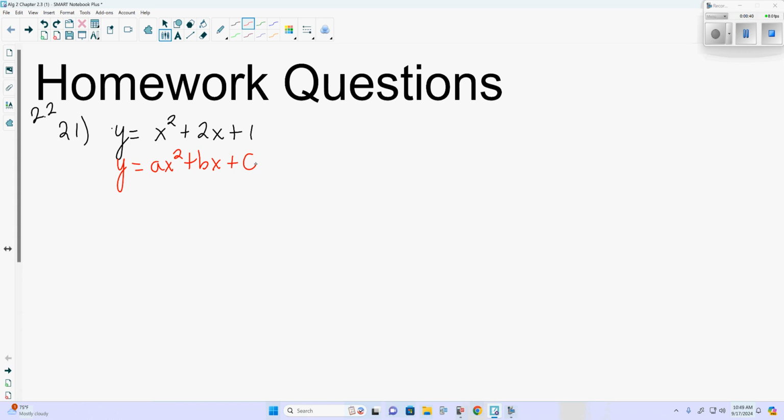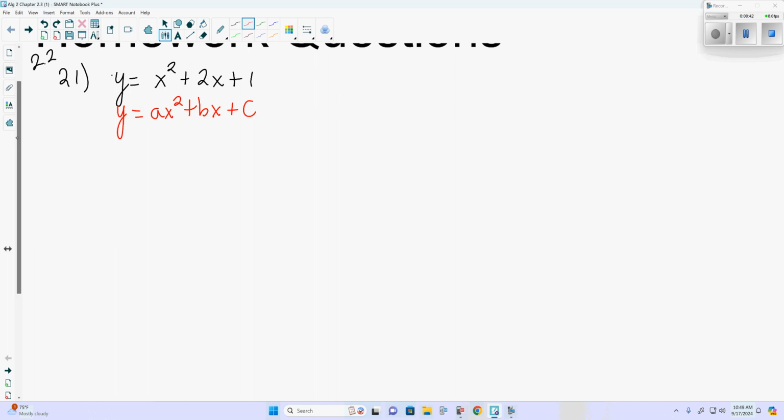And the reason I say that is because if A is indeed 0, we don't have an x squared term, which automatically does not make it a quadratic. The fact that it has x squared is why it's a quadratic function. So without x squared, it's not a quadratic anymore. So for these quadratics, A is going to have a number other than 0. Does that make sense?